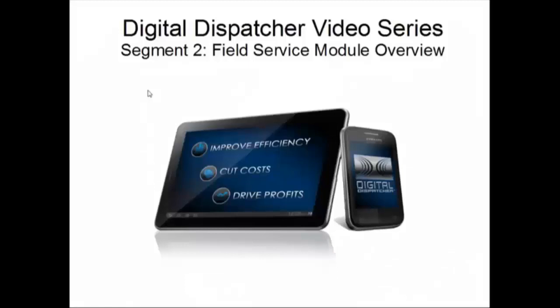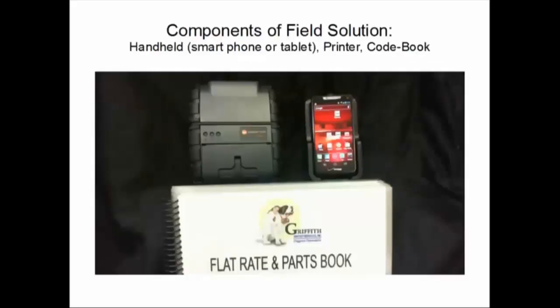In this segment, we'll be presenting an overview of our field service module. In the field service module, there are three components that the service technician works with. He's got his handheld, which can be a smartphone, military spec Android device, or tablet. He's got his book of codes describing what work he performs and what parts inventory he uses, and then optionally he has a Bluetooth printer which allows him to print a point-of-sale invoice at the completion of the service call.